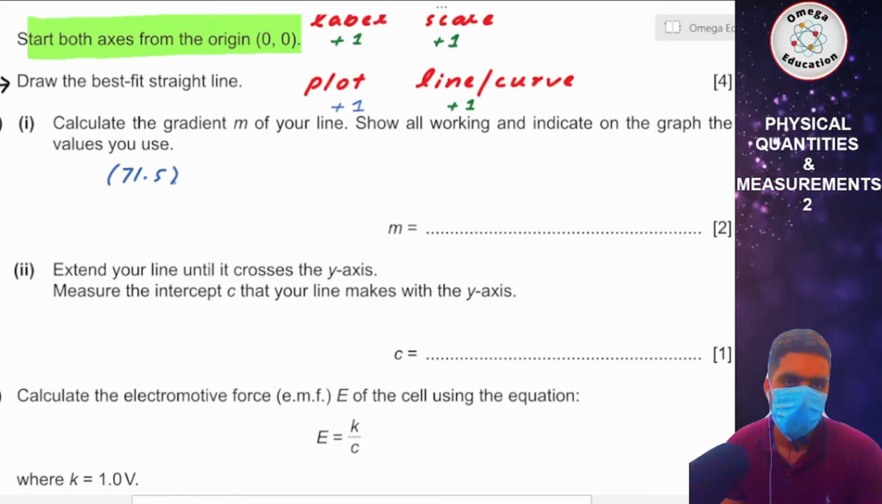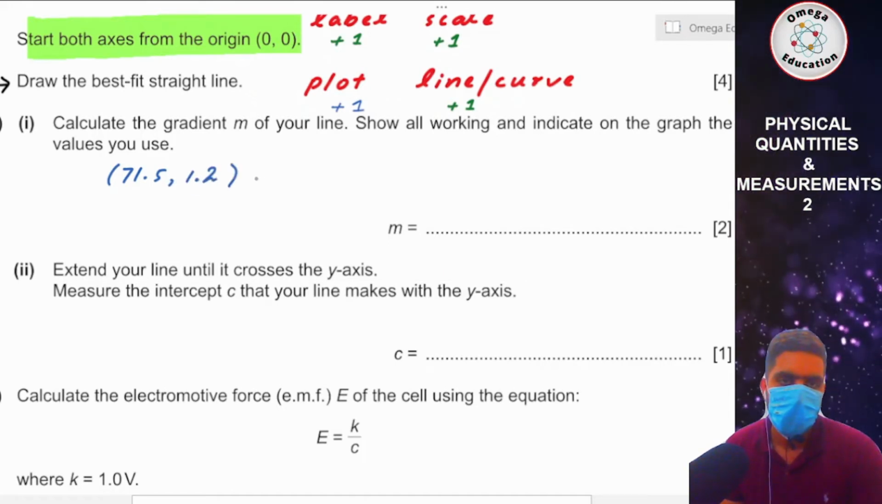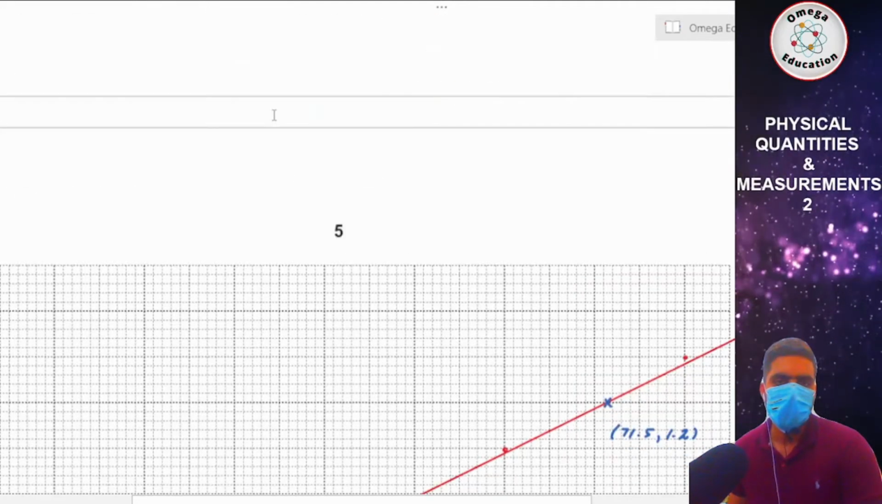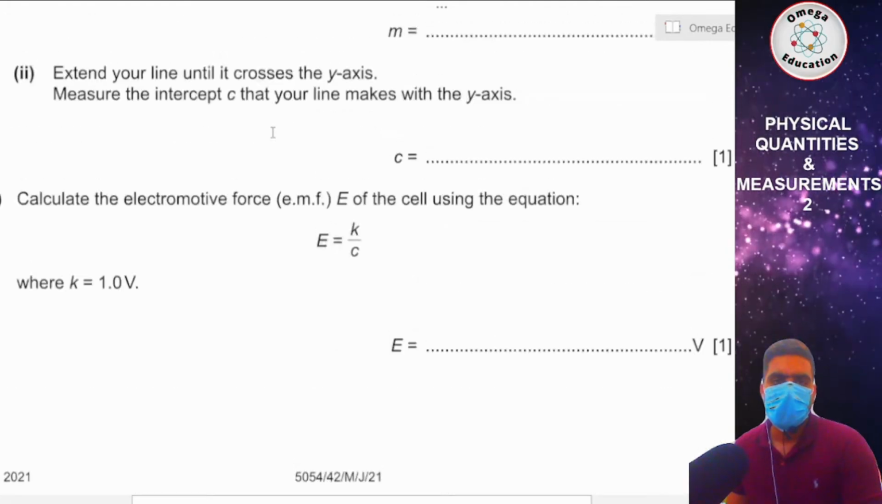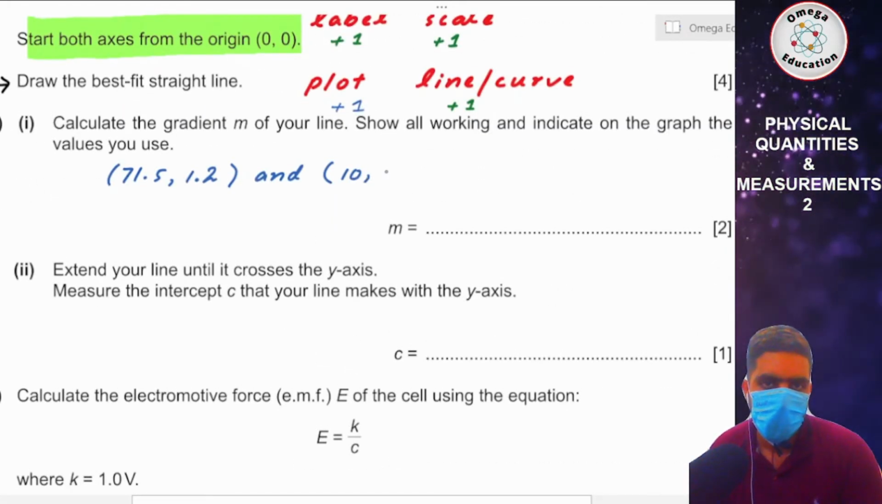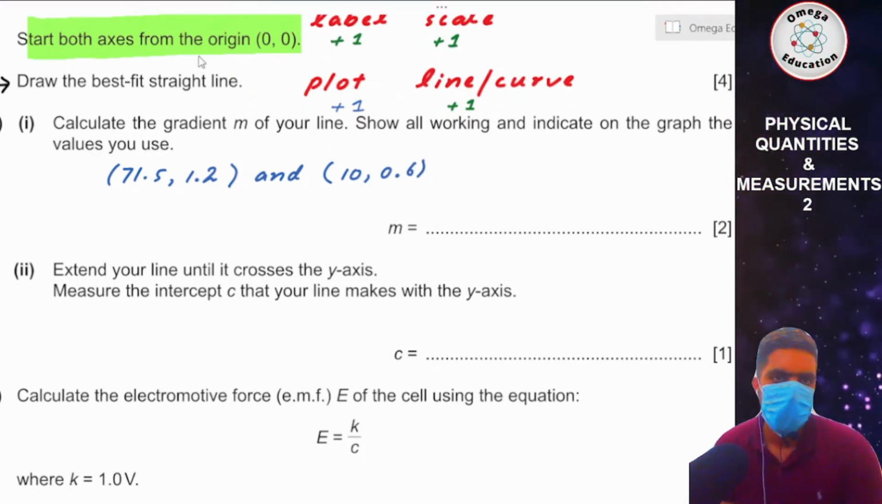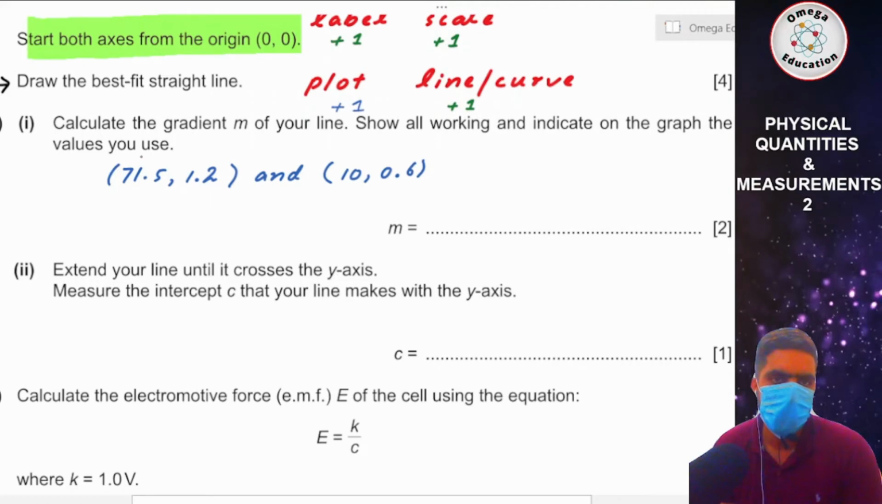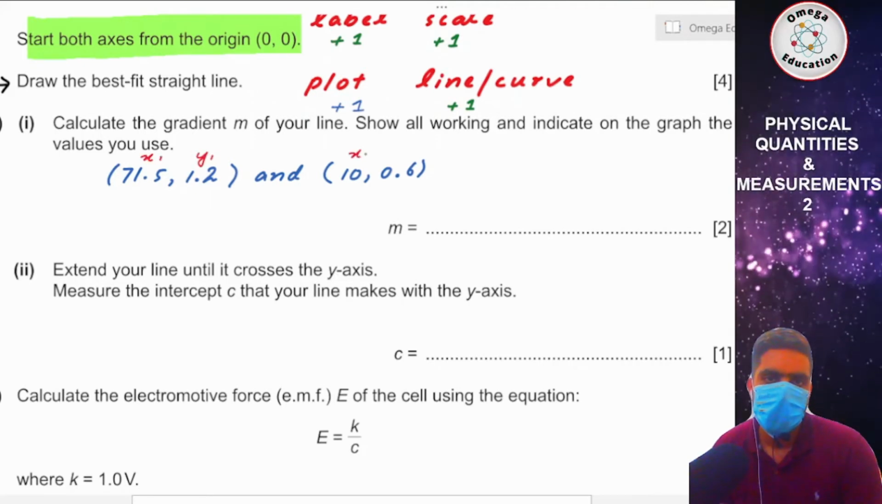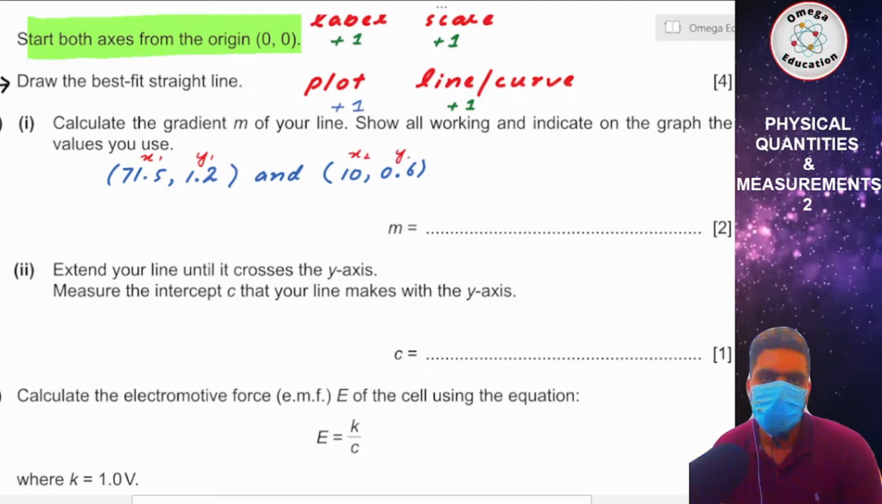71.5 with 1.2, and the second one was, or the first one, 10 against 0.6. Then for any of them, you can call this one x1, this one would be your y1, this one would be your x2, this is your y2.